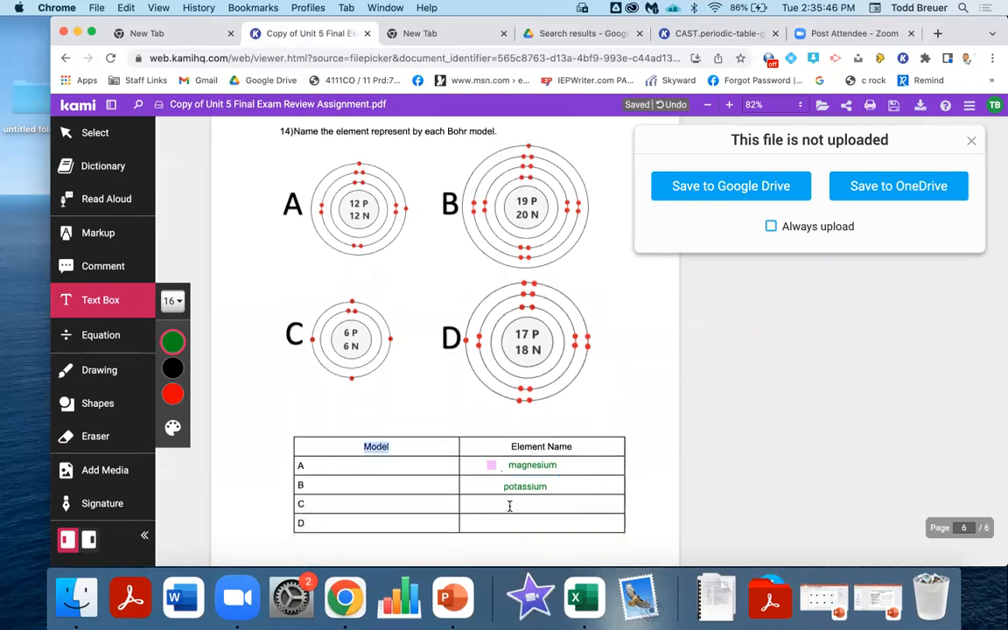Letter C, 2 rings, 4 valence electrons, well, that would be carbon. Carbon also has 6 protons. And lastly, letter D, 3 rings, 7 valence electrons, while only chlorine can have that. Also, chlorine has 17 protons.